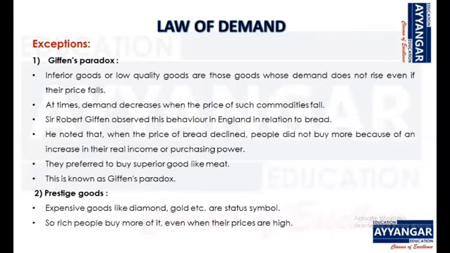Giffen paradox. Inferior goods or low quality goods are those goods whose demand does not rise even if the price falls. Given goods, like the example of a matchbox or bread. When the price of a matchbox or bread comes down, the demand cannot increase, because the consumer can use the remaining money to buy some other goods with the money left out from the goods that reduced in price.